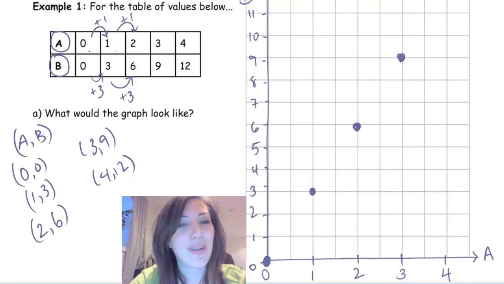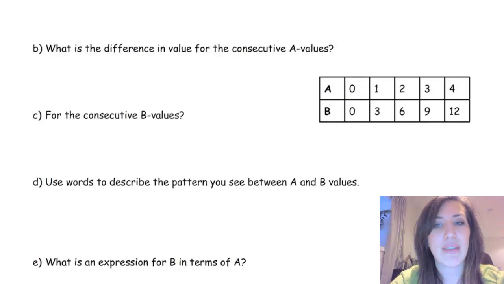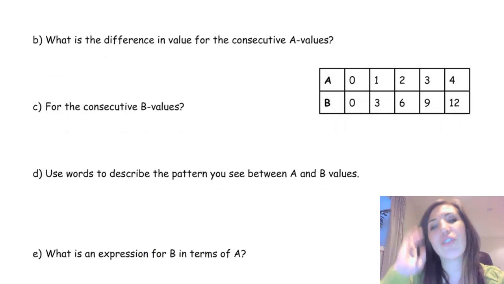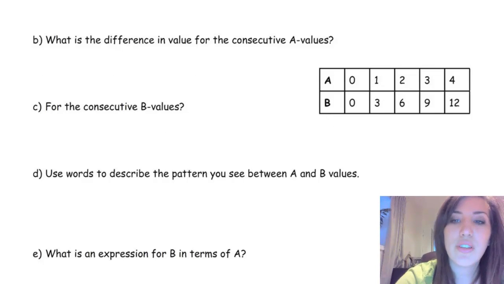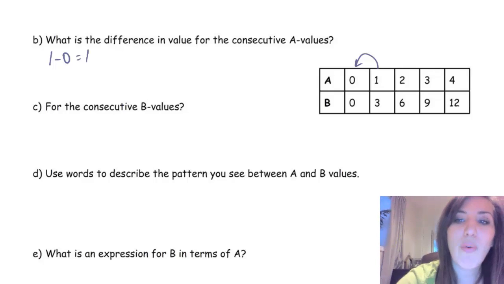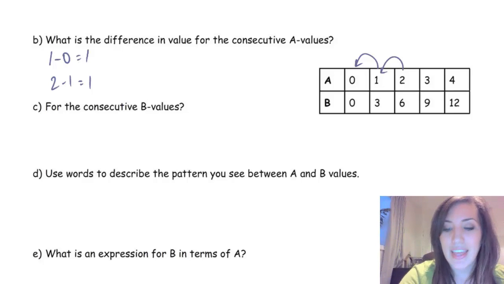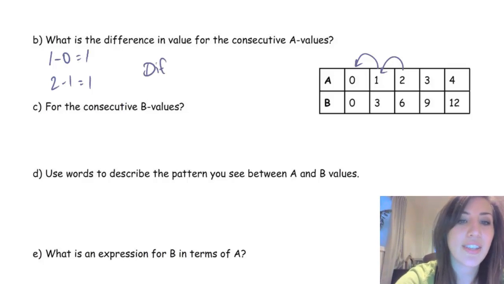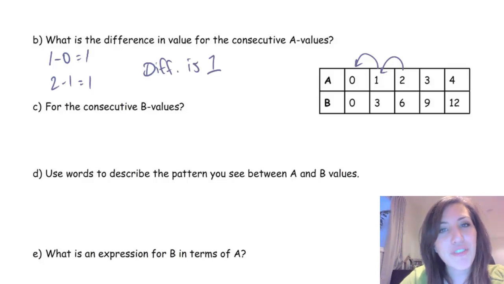Let's flip to the back and see what else we're supposed to do. What is the difference? Here I put the chart again so we can keep going. What's the difference in value for the consecutive A values? Well, we saw that if you do this number minus this one beside each other, you get 1. If you do 2 minus 1, you get 1. And if you did that with all of them, you'd see that the difference, I'm just going to write difference, is 1. And what's it for the B values?